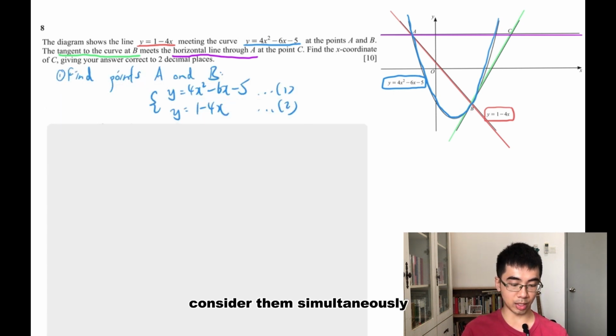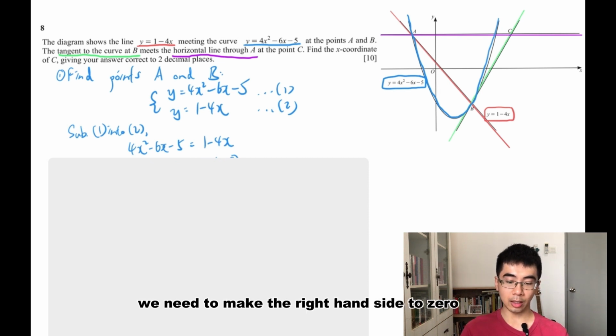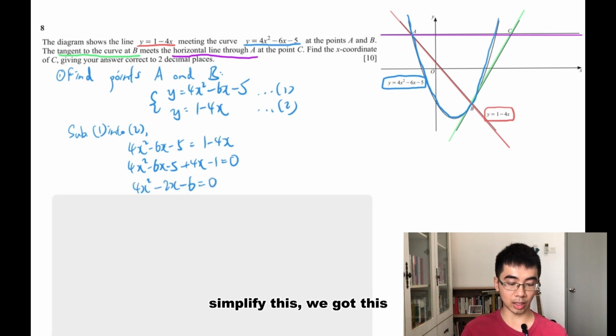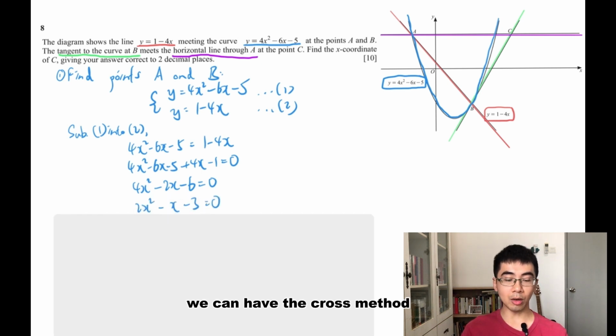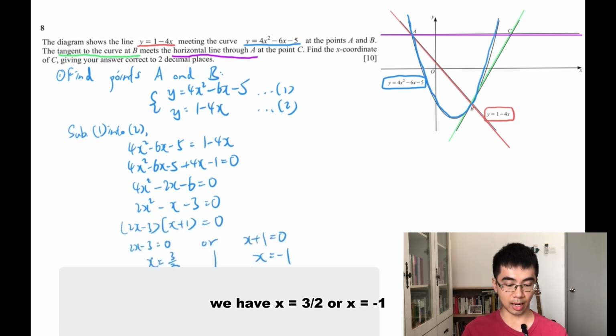Consider them simultaneously. Substituting 1 into 2, we can have a quadratic equation. So we need to make the right hand side 0, meaning moving all the terms to the left hand side. And then simplify this, we get this. Next, we can divide all the terms by 2. And now we can use the cross method, or we can use the quadratic formula to find the values of x. And here I use the cross method. So we have x should be 3 over 2, or x can be -1.